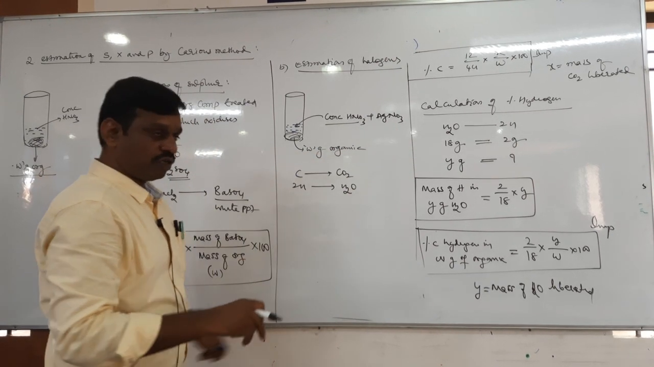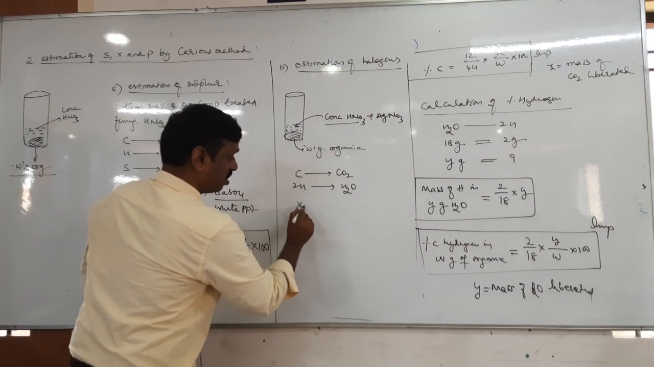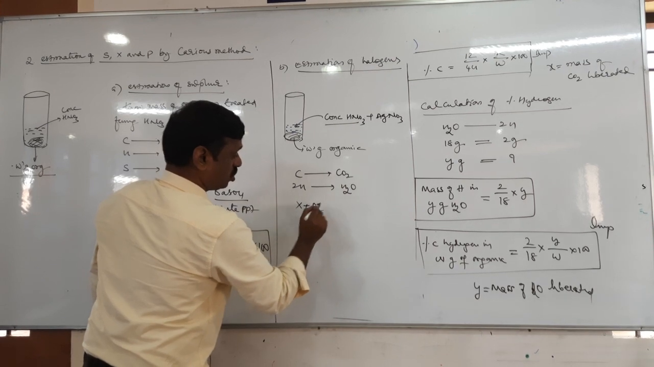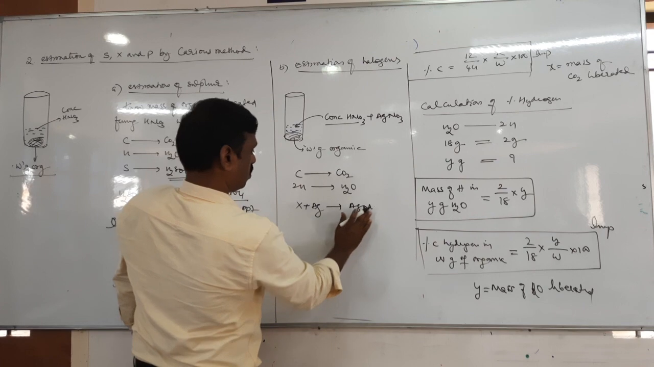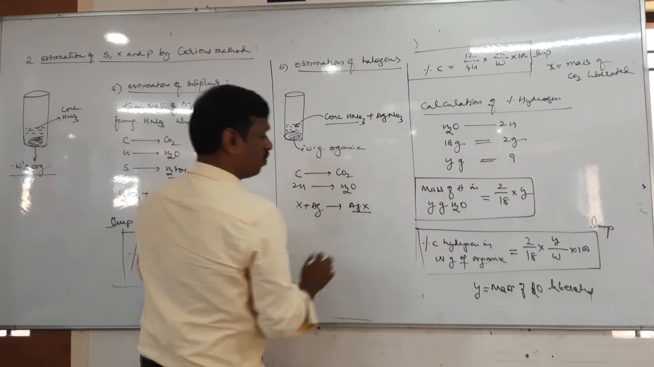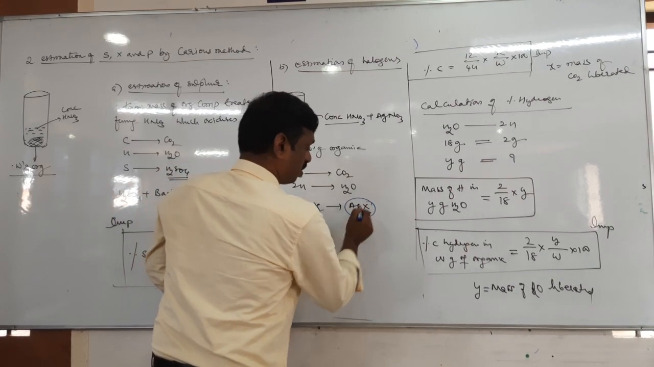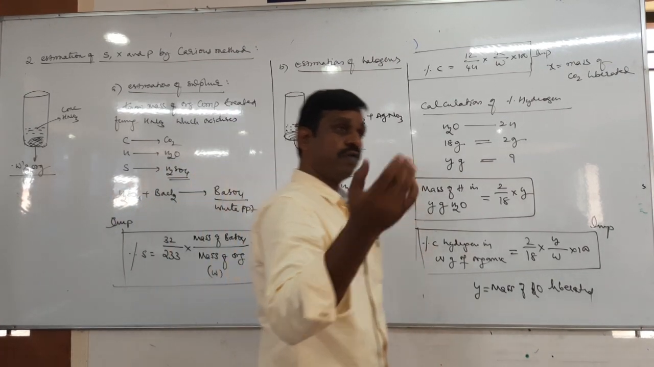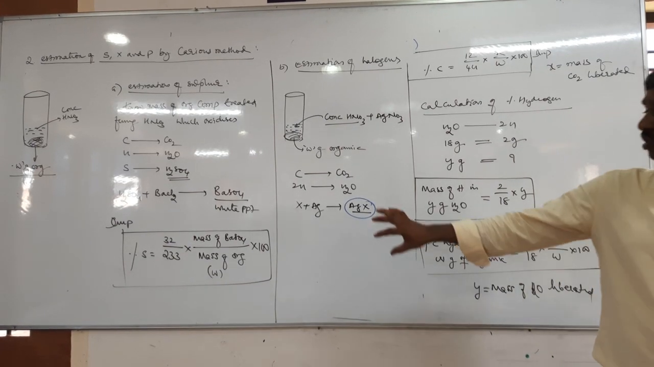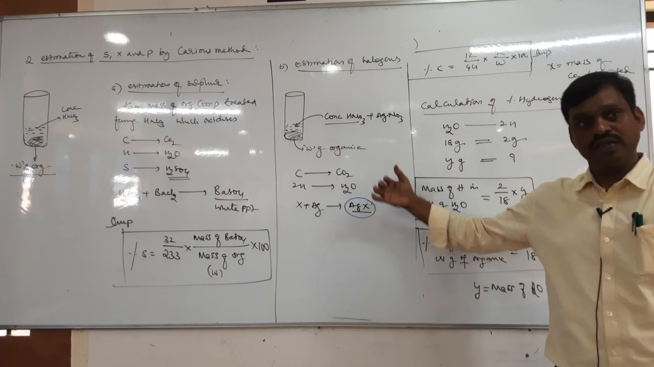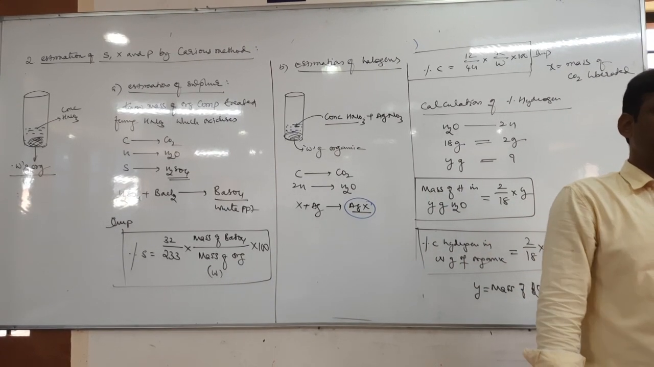Therefore, since we are adding AgNO3, if halogens are present, that halogen reacts with Ag, which gives us AgX, silver halide. Okay, so silver halide is a precipitate. Silver chloride is white PPT, silver bromide pale yellow PPT, silver iodide dark yellow PPT. So these precipitates are separated, washed, dried, and weighed. So weight will be taken.